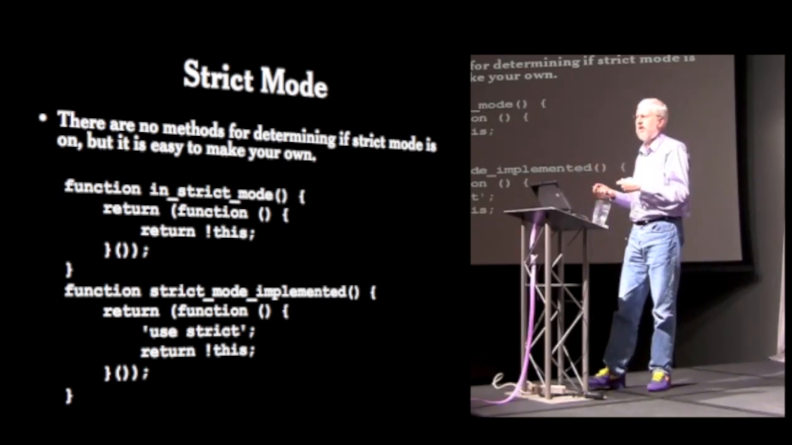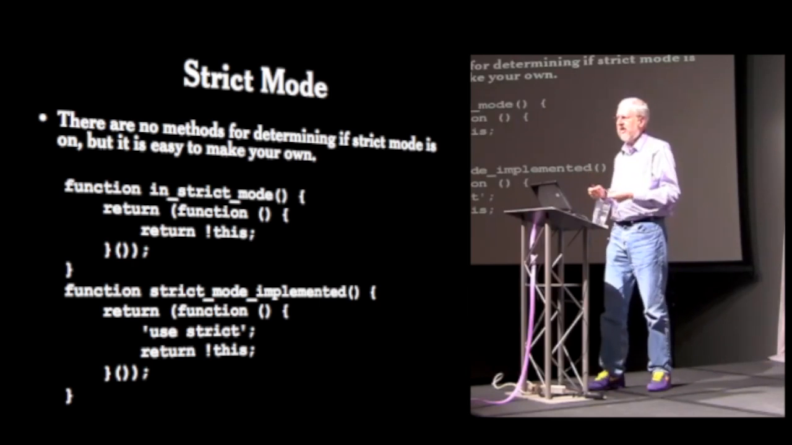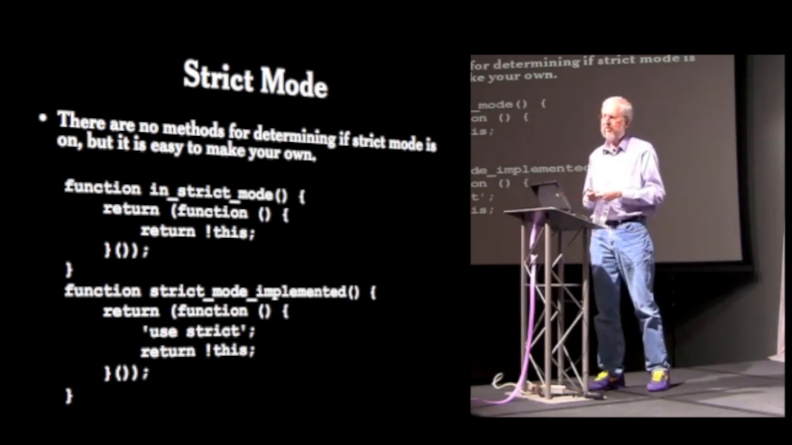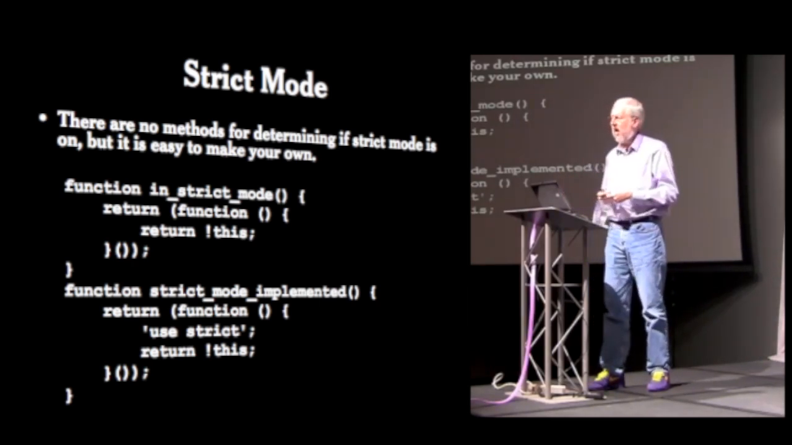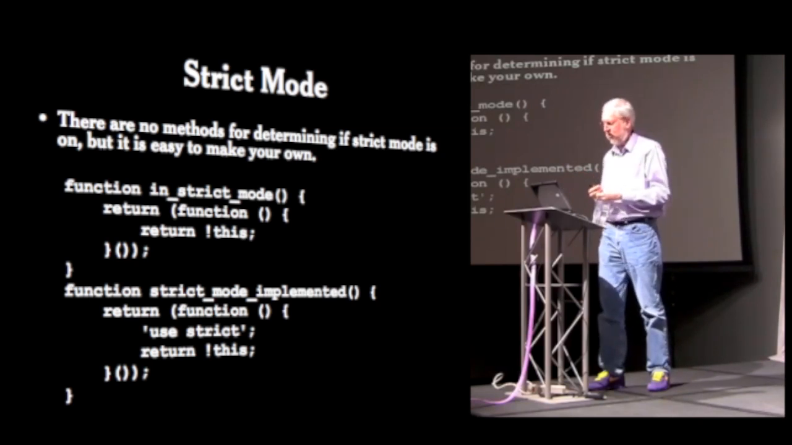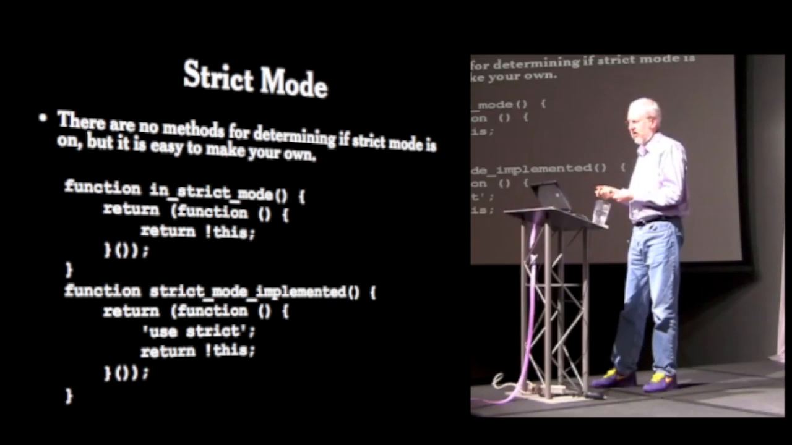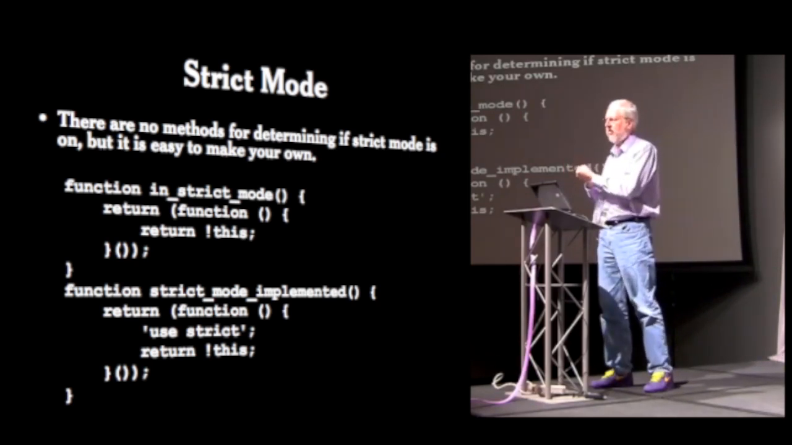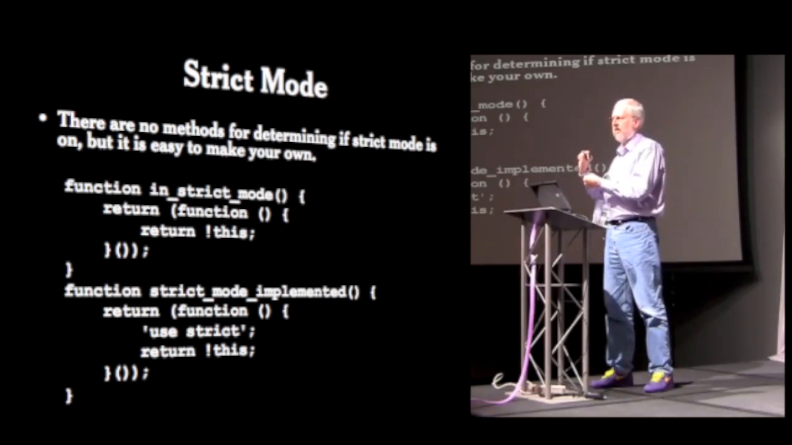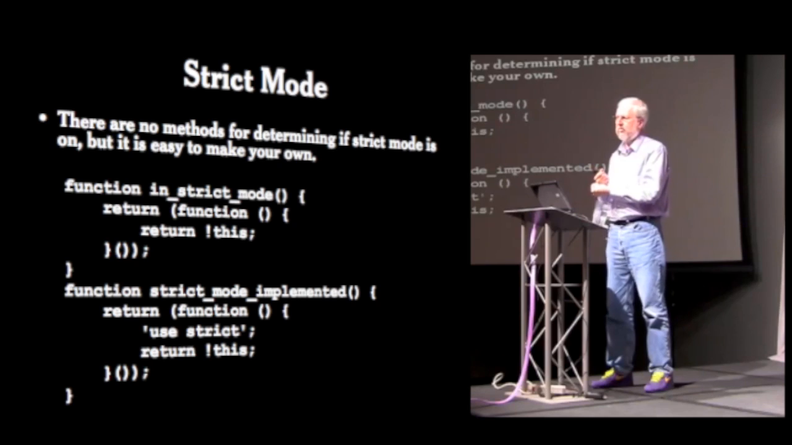There are no methods in strict mode for determining if you're actually in strict mode or if it's possible to go into strict mode. But fortunately, it's really easy to figure out. To test whether you're in strict mode, simply call a function immediately and look at what this was. Negate it. If it was the global object, it turns into false. And if it was undefined, it'll turn into true.